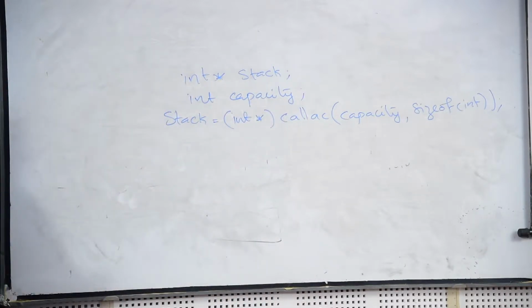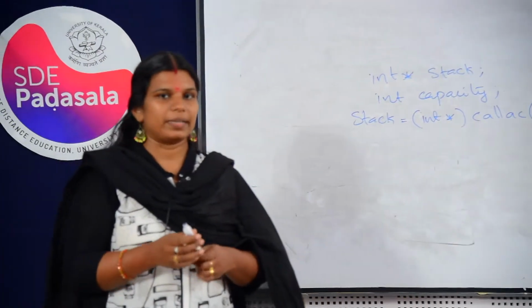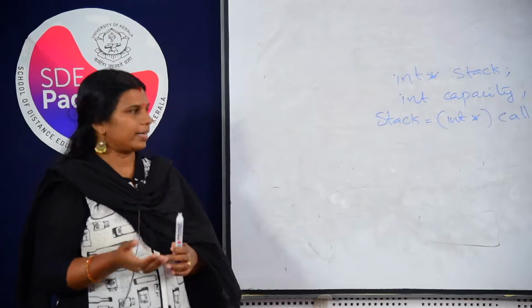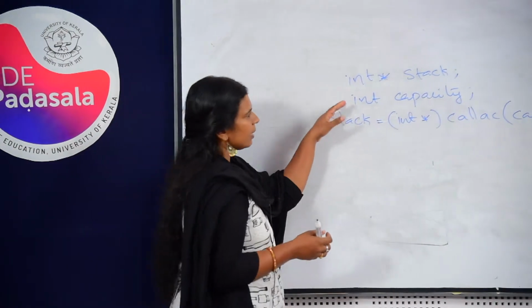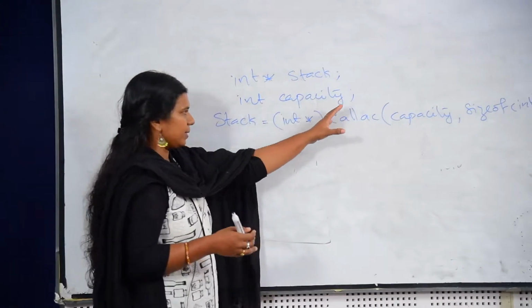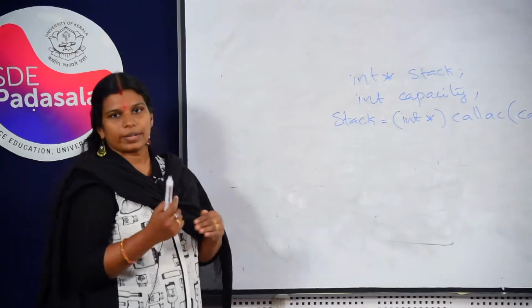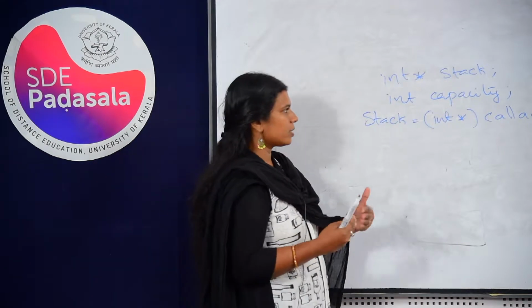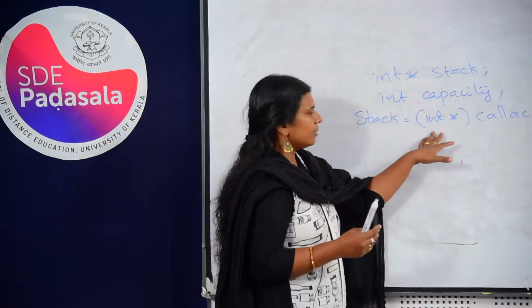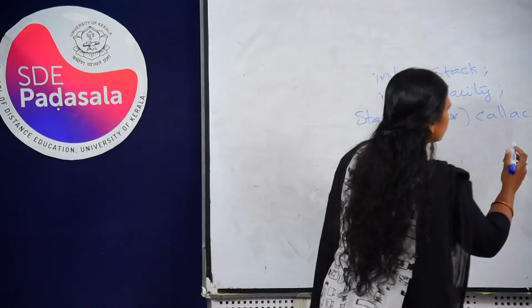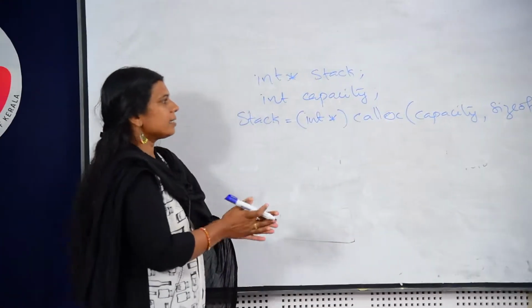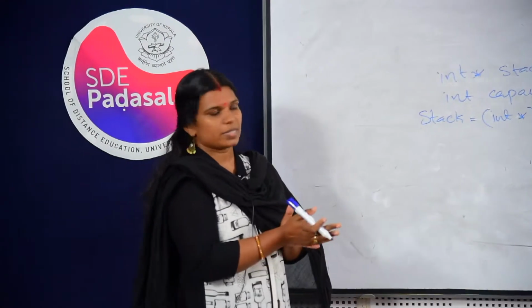Here capacity, we already said that there is a parameter named capacity or maximum size, that is the number of elements that can be contained in a stack, that we will declare with an integer variable capacity, and we will allocate space dynamically, that is we are allotting the storage space dynamically as int star calloc capacity comma size of int.